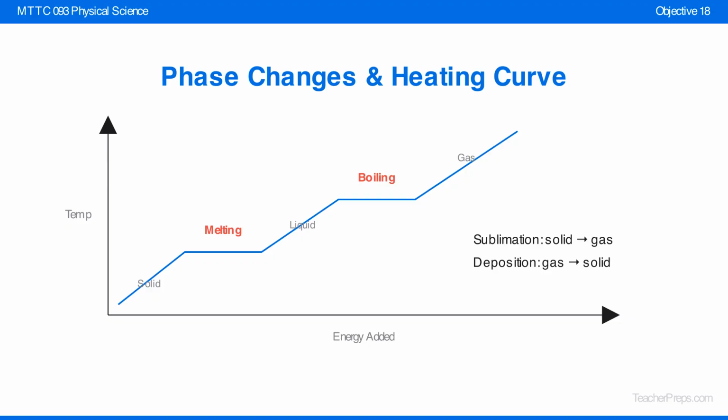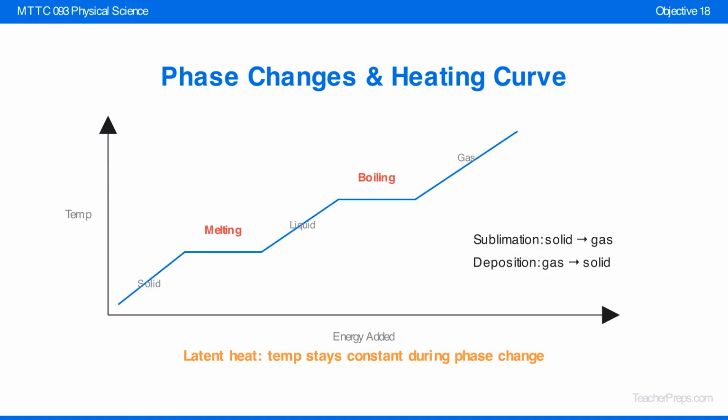And deposition is gas directly to solid, like frost forming on a cold window. Here is a critical concept. During a phase change, the temperature stays constant even though you are adding or removing energy. That energy goes into breaking or forming the bonds between particles, not into increasing temperature. This is called latent heat.